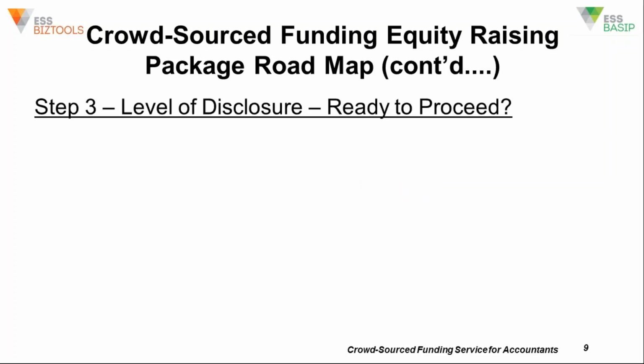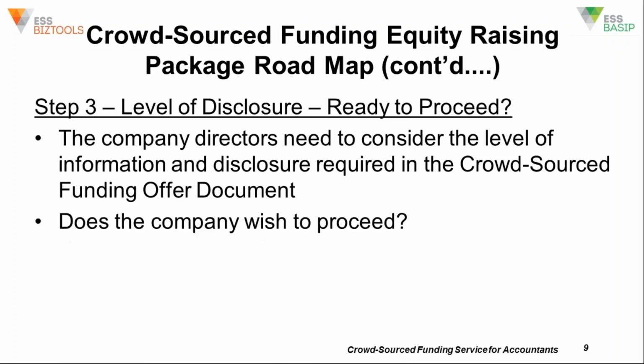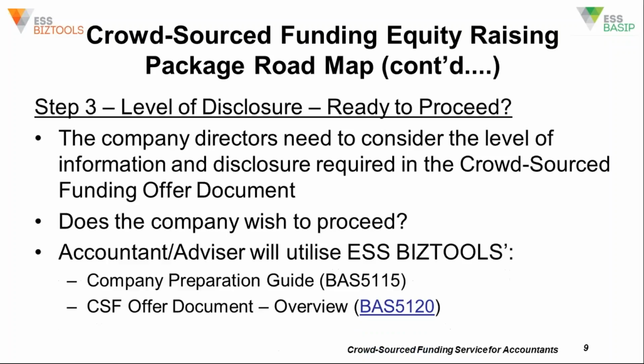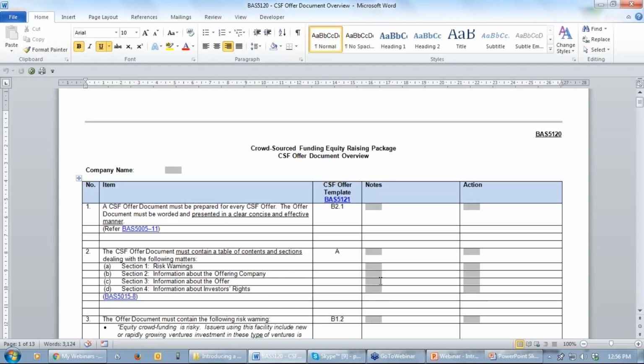Step 3, the level of disclosure. There is a significant amount of disclosure for some companies, directors, officers or managers under crowdsourced funding. So the decision the company has to make is whether it wishes to proceed. And there's a couple of documents which we've got here. We're going to show you one of these.